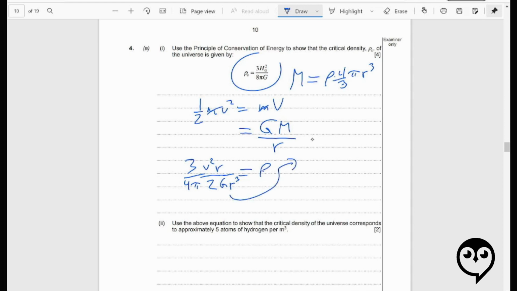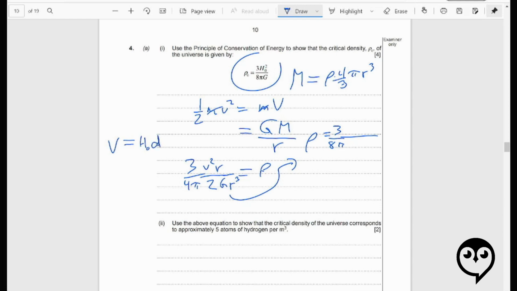I'm going to continue on. Rho now. So you can see here, it's starting to shape up nicely. I've got 3 over 8 pi. That's nice. And then, what's going on? Where's this h naught come from? Well, of course, we know our velocity is going to come from the Hubble equation there.